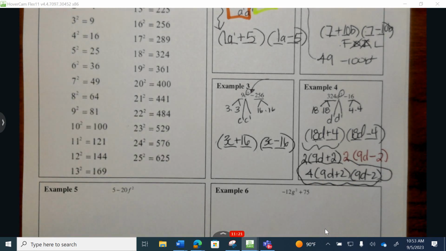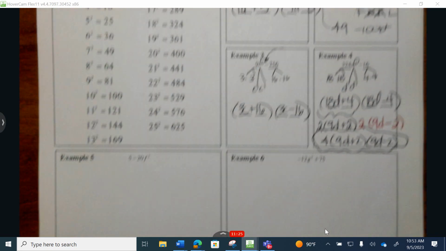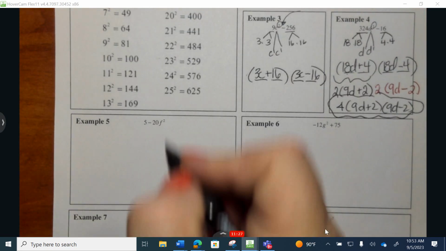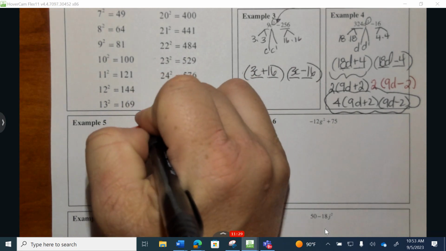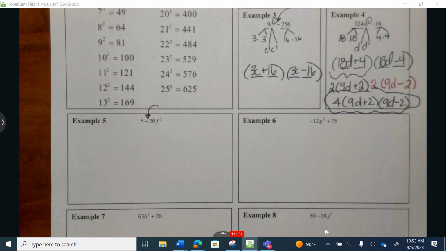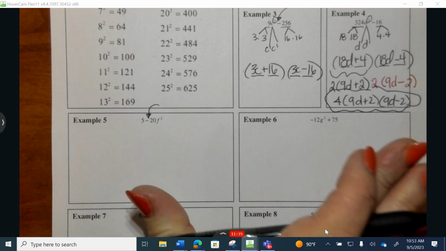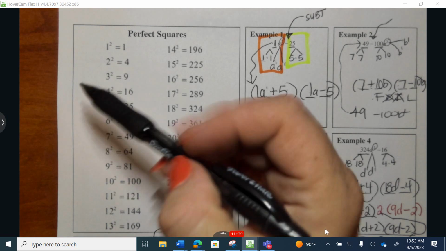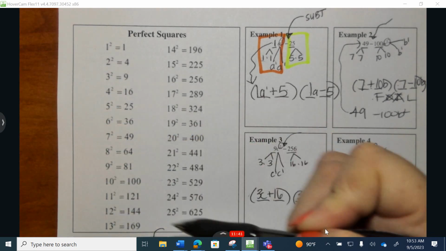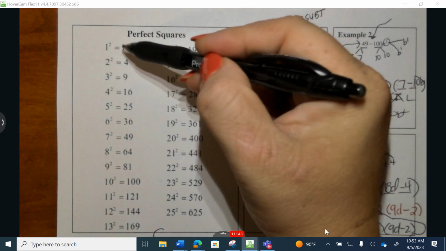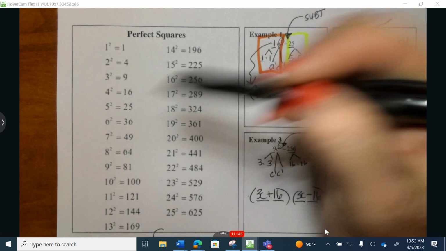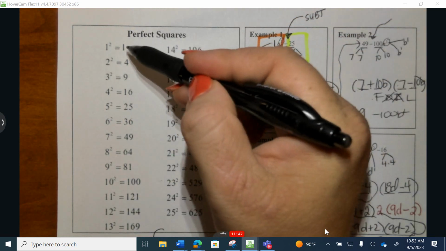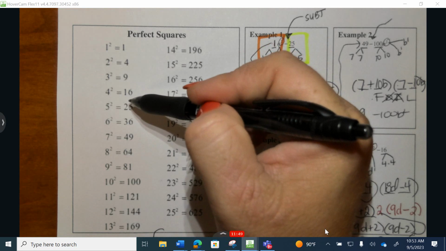Moving on to example number 5. In example number 5, I have 5 subtract 20 f to the second. So wonderful, I have subtraction in between. That's great. But I have a 5 and a 20, so I look up above, and the mistake sometimes students make is they go, yeah, there's a 5 here, and yeah, there's a 20 right here. We are looking on the right side. The perfect squares are on the right side. So there is no 5 and there is no 20.